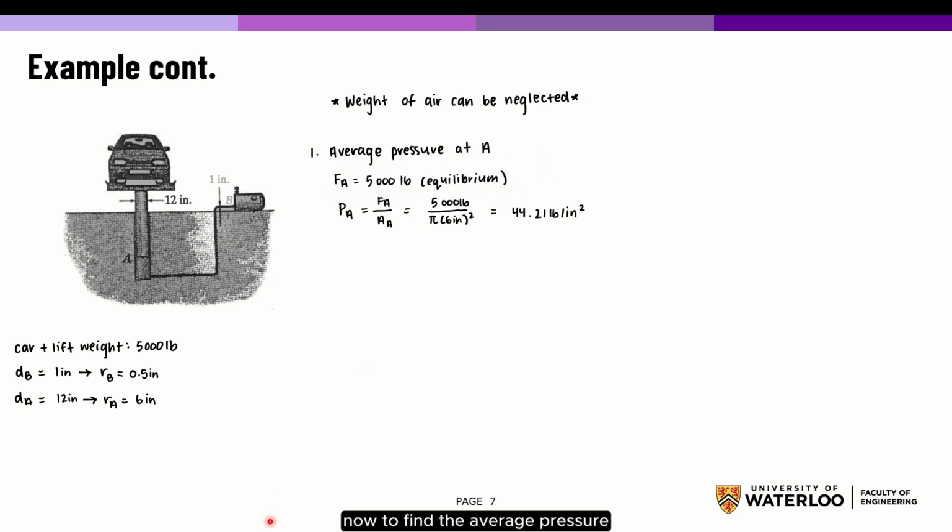Now, to find the average pressure at A, we'll just use the formula pressure is equal to force over area. Doing this, we'll get an answer of 44.21 pounds per inch squared. That's the pressure at A.